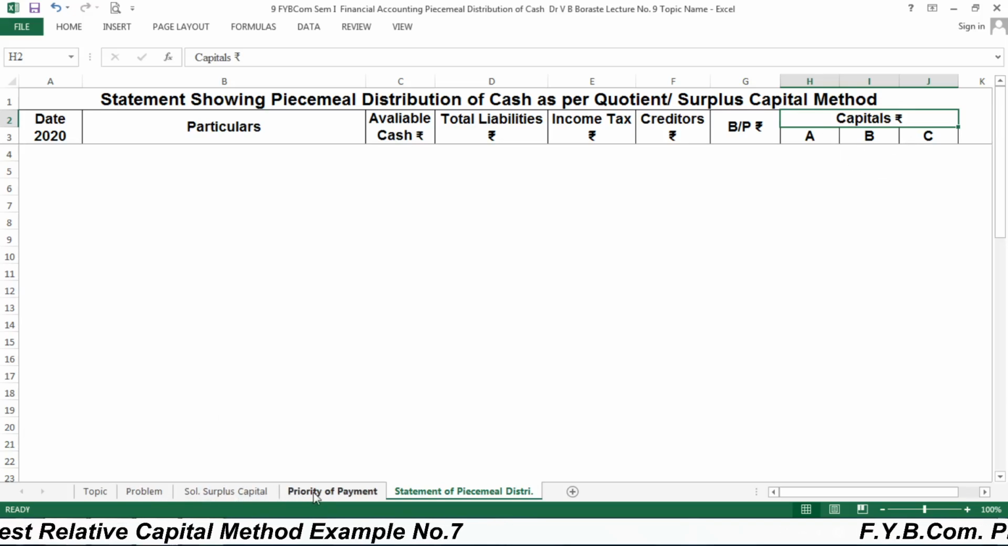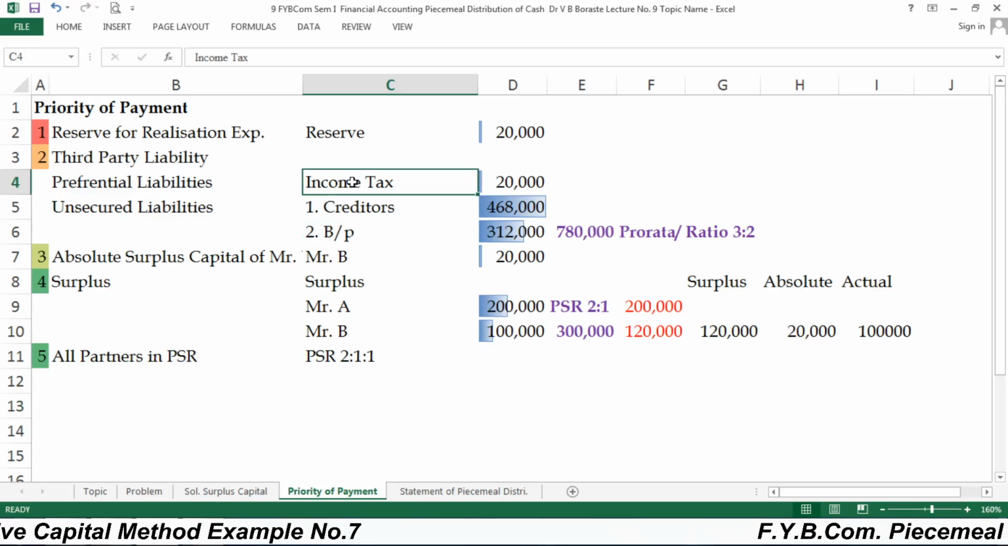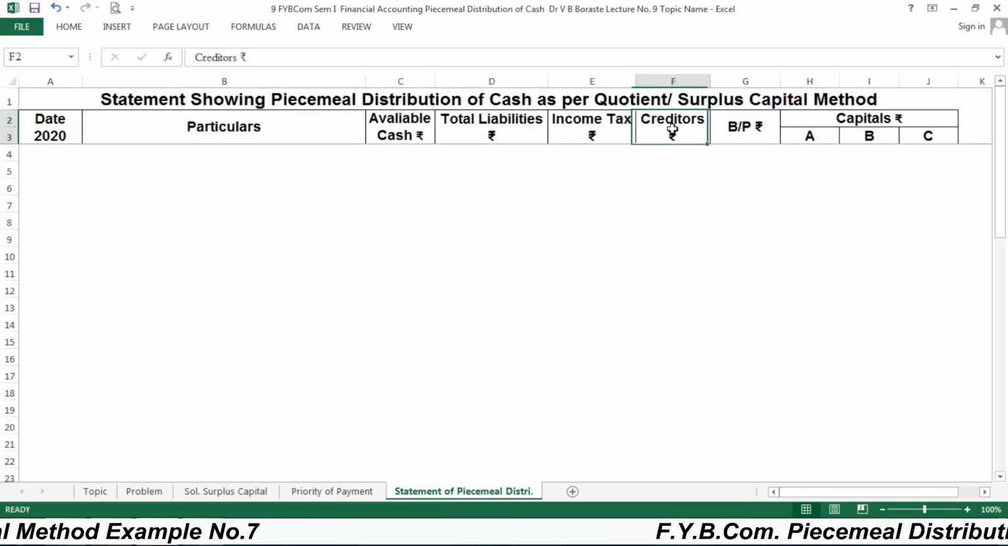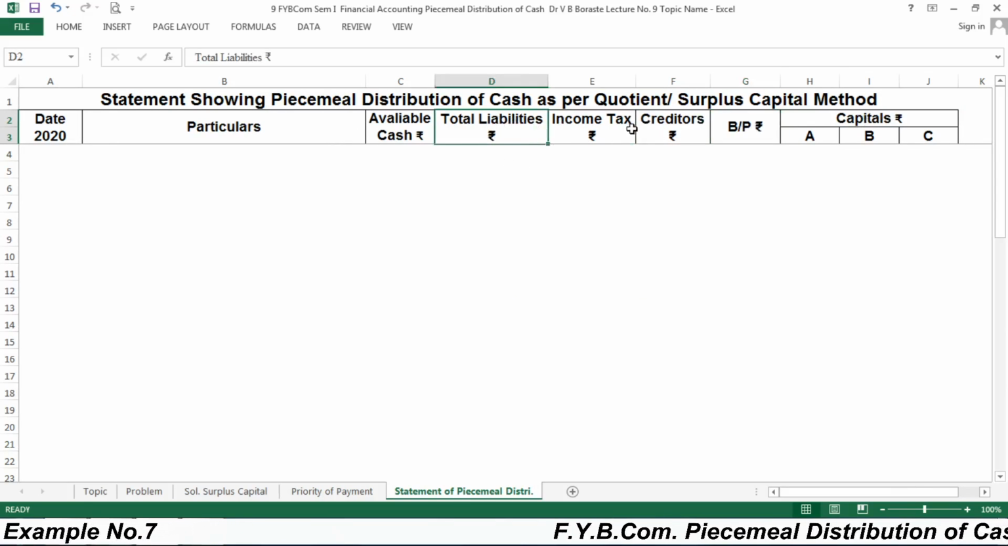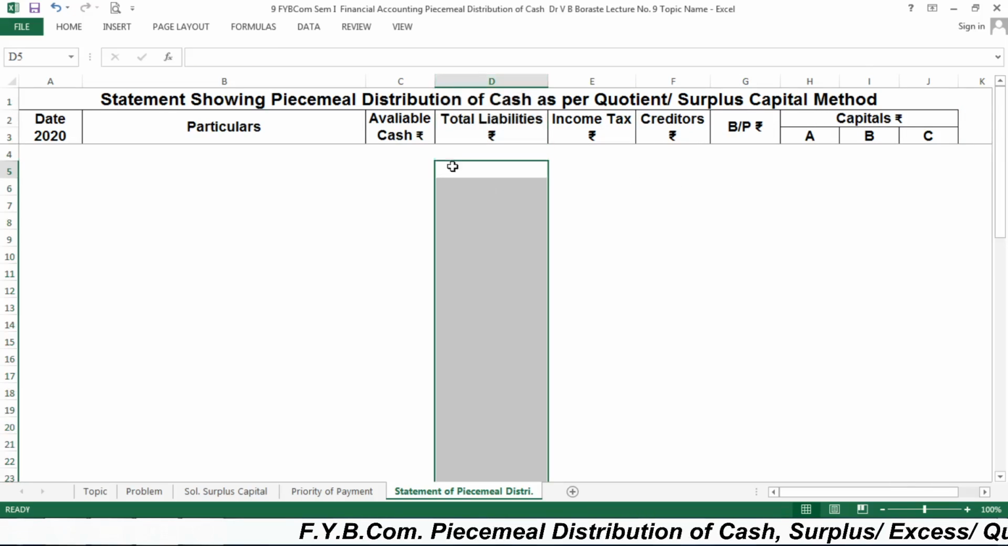Before that, we have to consider the priority of payment. On the basis of priority of payment, we can prepare a column. So income tax, creditors and bills payable. These are three columns. So these columns are prepared, and total liability is nothing but the total of all these liabilities, that is income tax, creditors, bills payable and capital. So that is the total of all the columns. So here we have prepared one extra column, that is the total liability column.